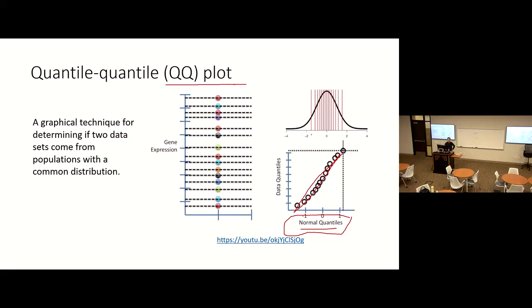So you observe a data point in this quantile, say 1%, then your expected value should also be here. So this is a test to see whether your observed values follow the expected distribution using a QQ plot. That's the technique we use.